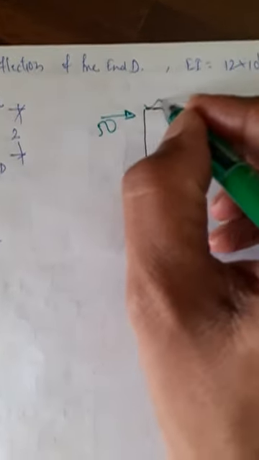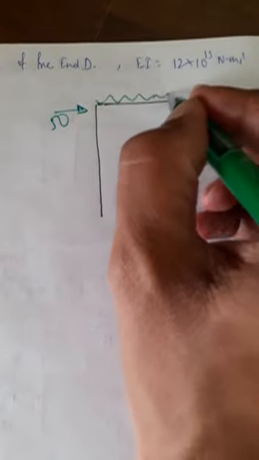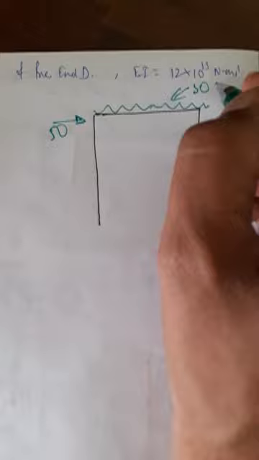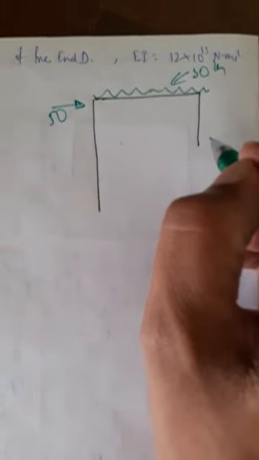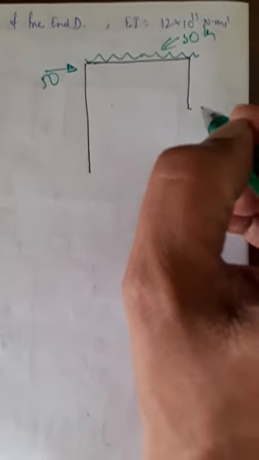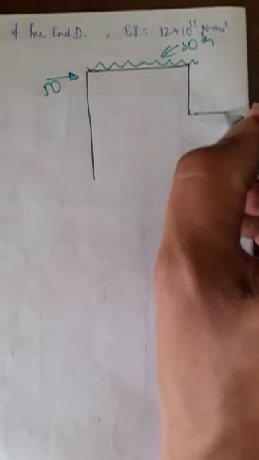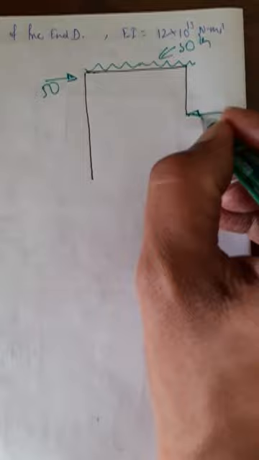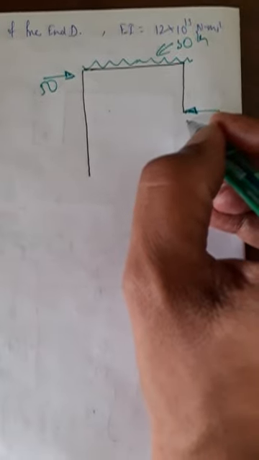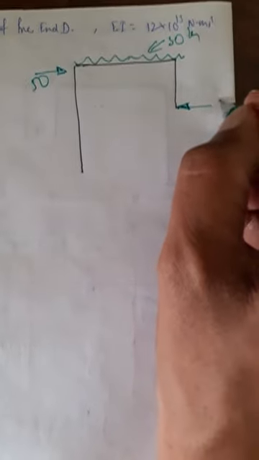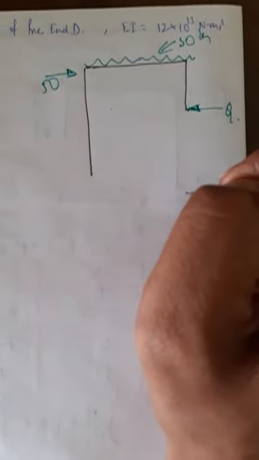50, 30 kilonewtons per meter. Next, I have to find the horizontal deflection of point D. So what I am going to do is apply a load in this direction. Let this load be Q.